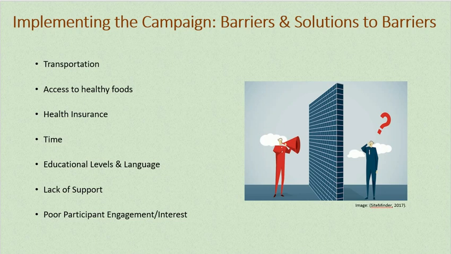Another barrier could be access to healthy foods. This is an important factor when considering a person's health status. In 2012, about 49.5% of available food stores in Virginia Beach consisted of fast food restaurants and convenience stores.